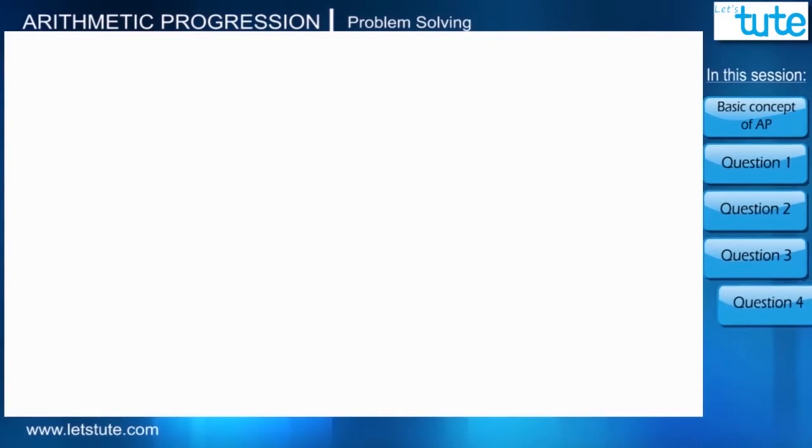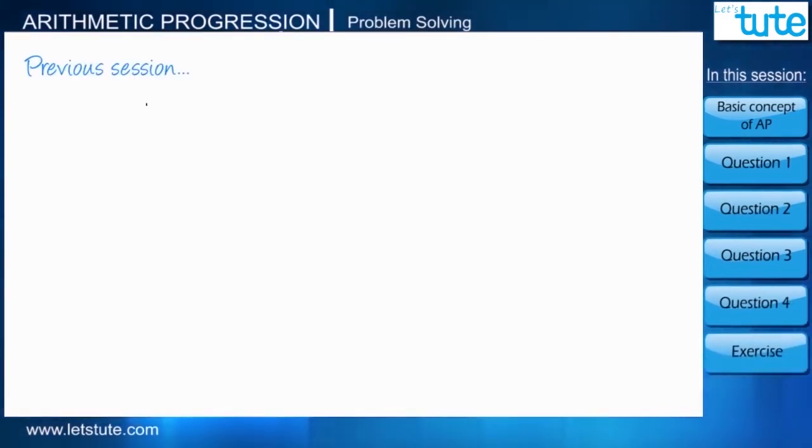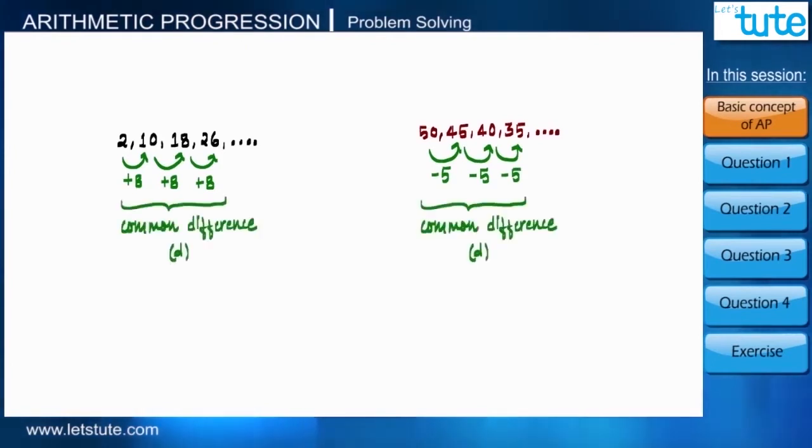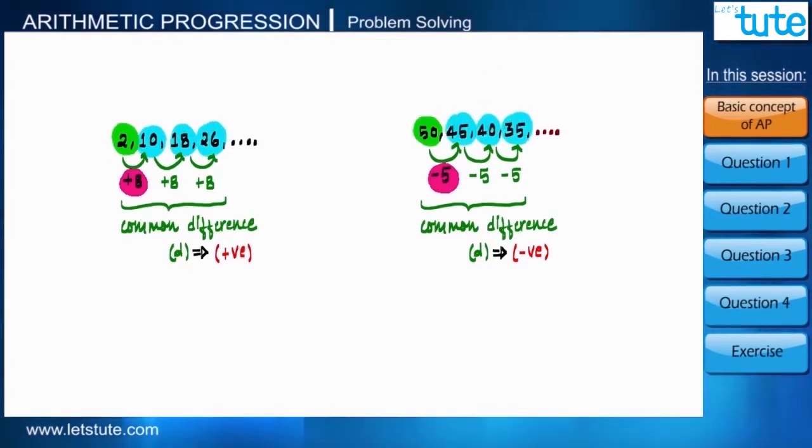Hello everyone. In the previous session, we learned the basic concept of arithmetic progression, where we learned that a sequence of numbers follows arithmetic progression only if the difference between consecutive numbers is constant, which we call the common difference. And this common difference may be positive or negative. That means there will always be a number at the start, and when we keep on adding the common difference, we get the next number of the sequence.